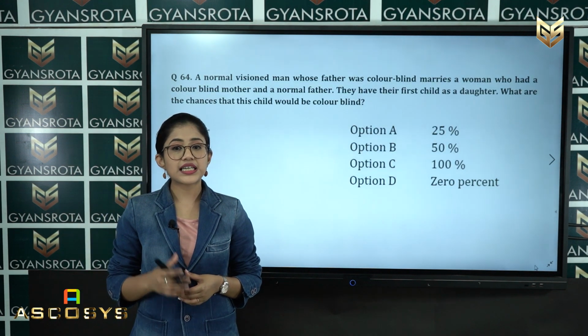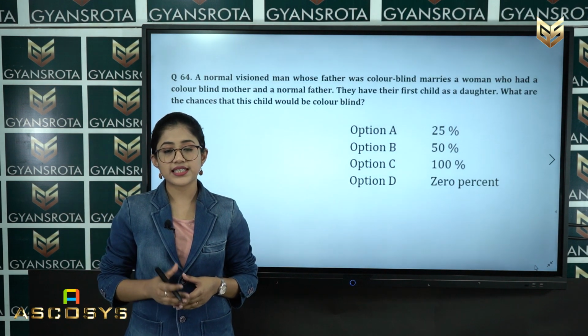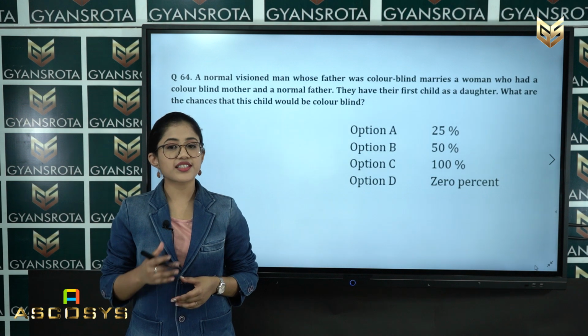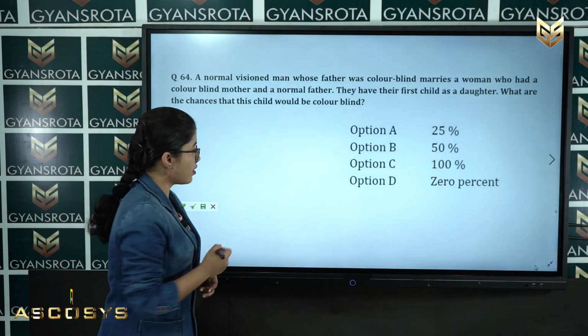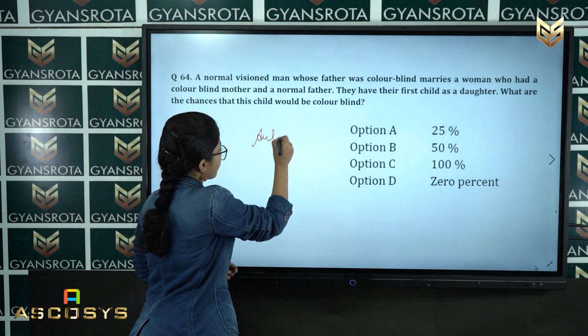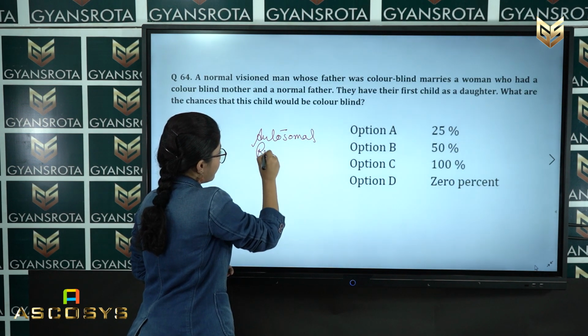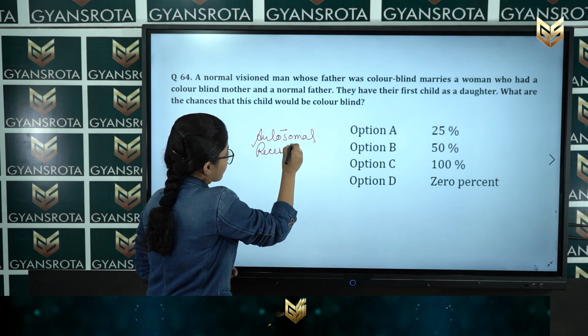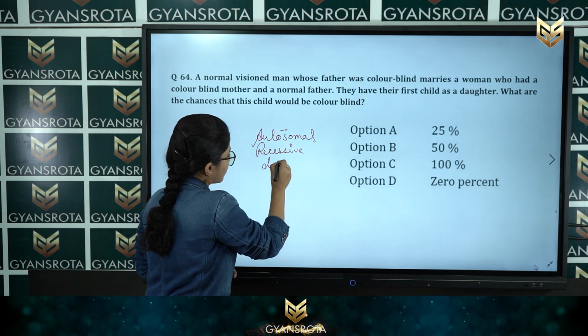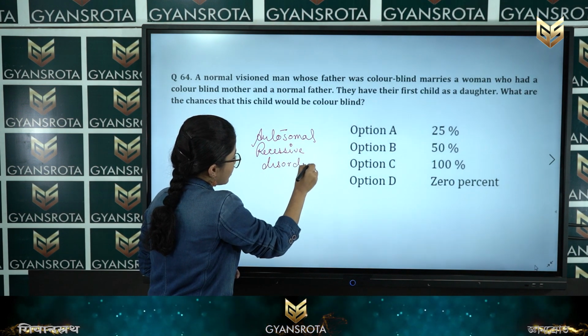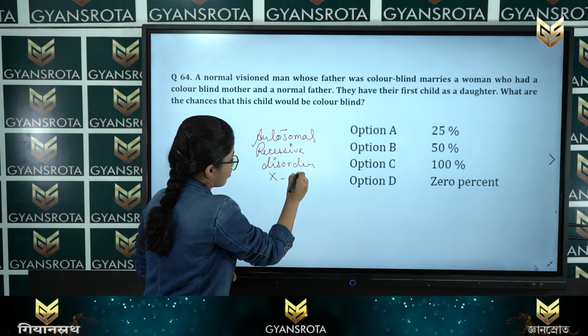So, we know that colorblind is a autosomal recessive disorder present on X chromosome, right. So, it is a autosomal recessive disorder which is present on X chromosome, right.